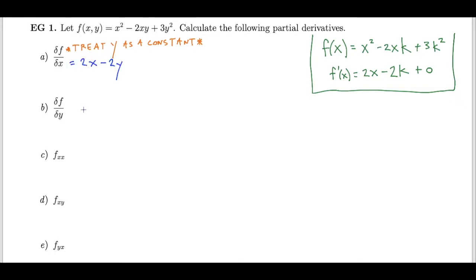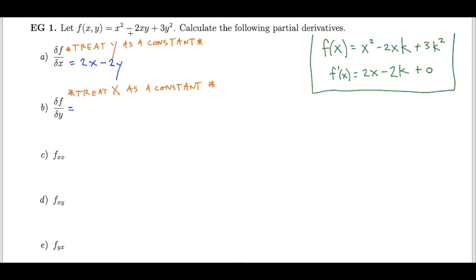Next, we're asked to calculate the partial of f with respect to y. In this part of the problem, I'll return to my original function and differentiate that function. But this time, since I'm differentiating with respect to y, I will be treating x as a constant. Adopting this perspective and applying my standard differentiation rules, the derivative of x squared will be 0, because with respect to this derivative, that x squared term is constant.